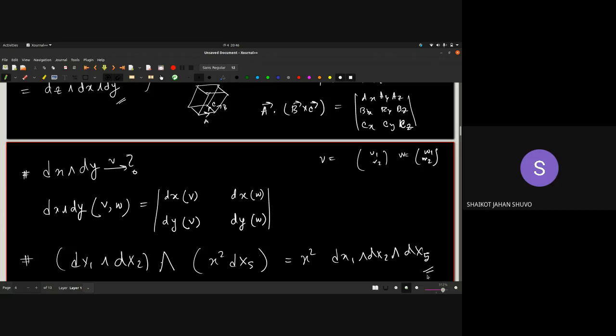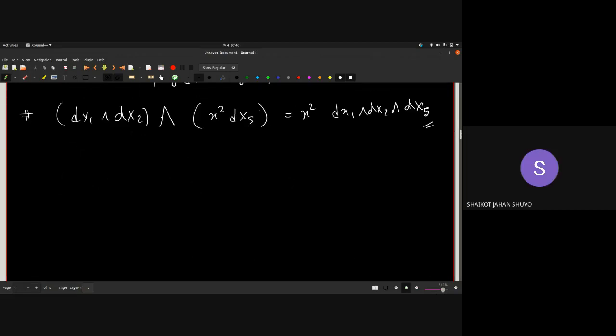But if I ask you, okay, take these wedges or take this volume form, and then I give you some vectors, I want you to find the consequence of these forms acting on those vectors, only then you would go for this determinant definition. Is that understood? Yes, sir. Okay.